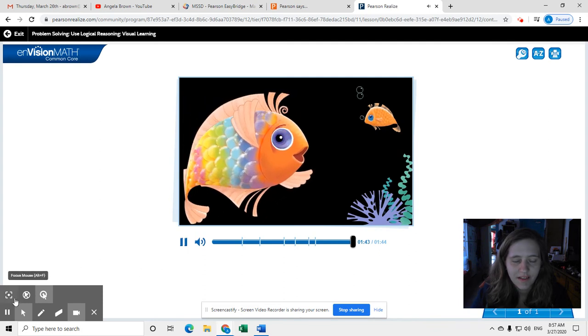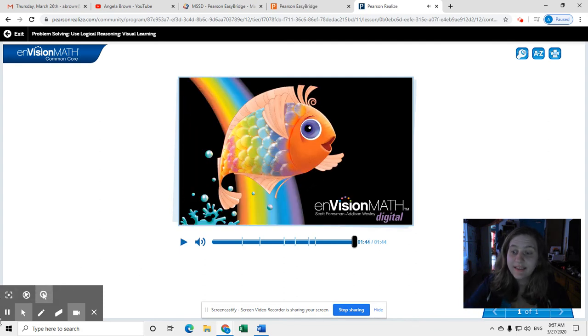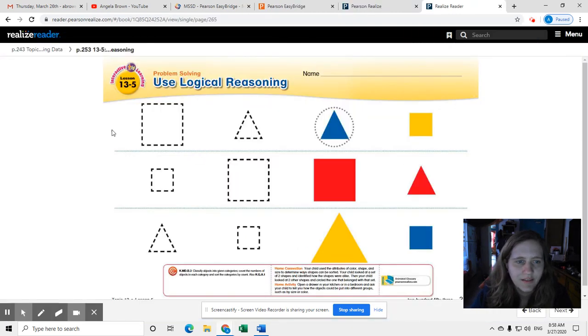All right, and that's what we're going to do. Logical reasoning means thinking about it, using our brains, plan, solve, and check. All right, let's go check out our math mat. So we're using logical reasoning to solve these problems.